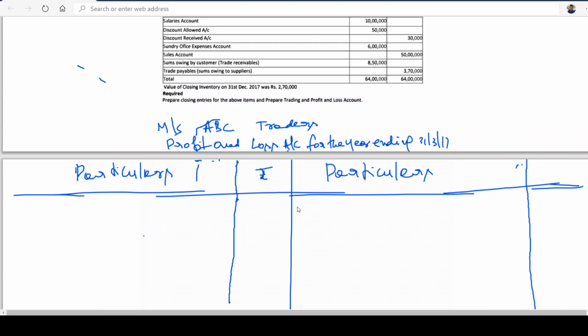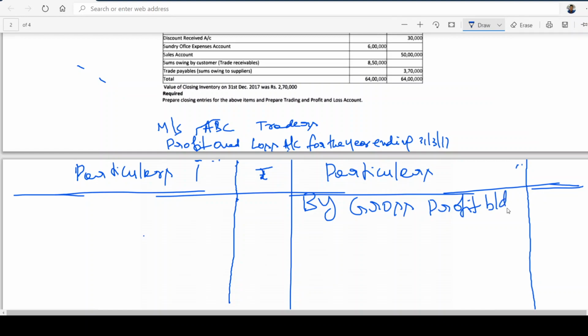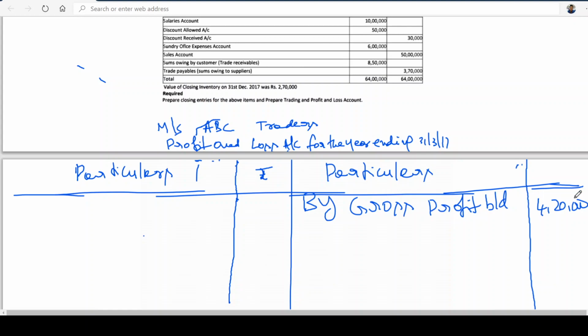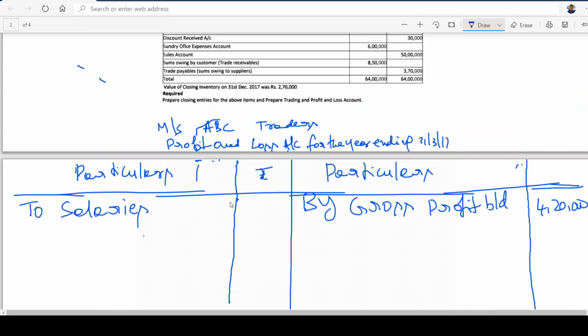What is gross profit given here? 4,20,000. By gross profit brought down 4,20,000. Next item. You look at the problem. I think you are having the problem with you. I can't go back again and again. To salaries, you are having 1,10,000.